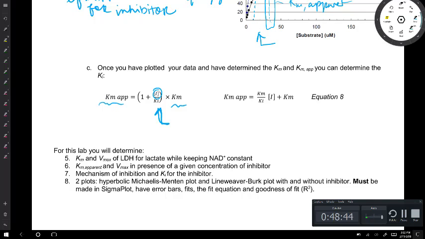And then finally, you're going to make two plots where you have the hyperbolic Michaelis-Menten plot and then a Lineweaver-Burke plot for the enzyme with and without inhibitor. So you'll have one plot where you have your lines. That's no indication of the mechanism, by the way. And then one where you'll have your two substrate saturation curves. And you're going to have to make these curves in SigmaPlot. So download that SigmaPlot. They need to have error bars. They need to have the proper fits, and then the fit equation, and then the goodness of fit, or the R squared in the caption.